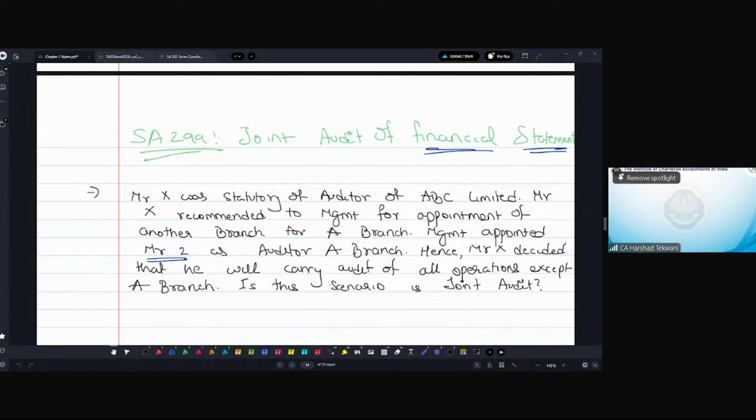So the company has to appoint both of them. Then only it will be a joint audit.